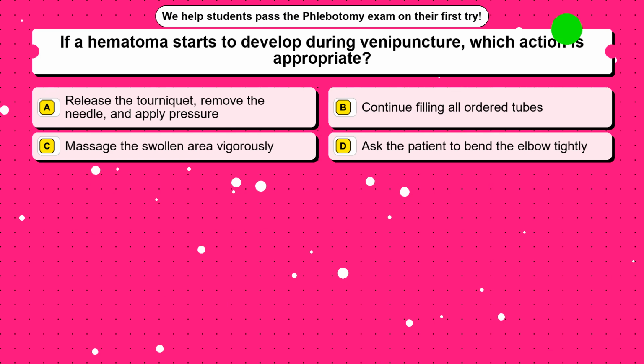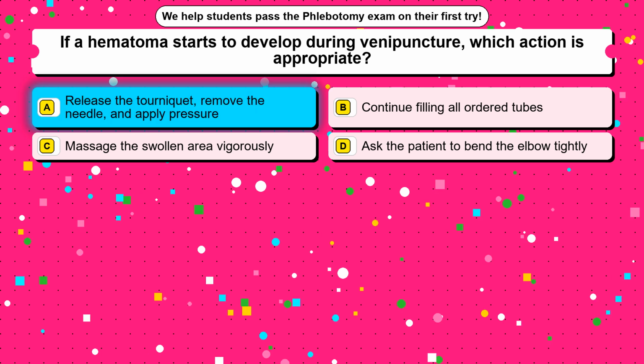Question 45. If a hematoma starts to develop during venipuncture, which action is appropriate? Option A. Release the tourniquet, remove the needle, and apply pressure. Option B. Continue filling all ordered tubes. Option C. Massage the swollen area vigorously. Option D. Ask the patient to bend the elbow tightly. The correct answer is option A.